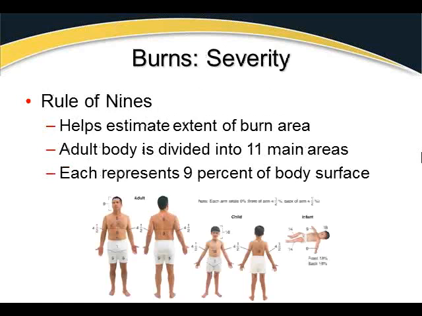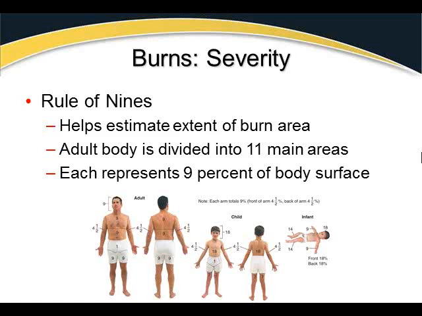When we look at severity of burns, we also look at how much body area is burned, and it helps to estimate the extent of the burn area. The adult body is divided into 11 major areas, each representing 9% of the body's surface area. So this is called the rule of nines. If we look at the adult, the entire head is 9%, so front and back together is 9%. If we would only burn half of it, we'd have 4.5%. Each arm is 9%, or the front of the arm 4.5, the back of the arm 4.5, the top of the arm 4.5, and the bottom of the arm 4.5. Either way, you want to go with that.